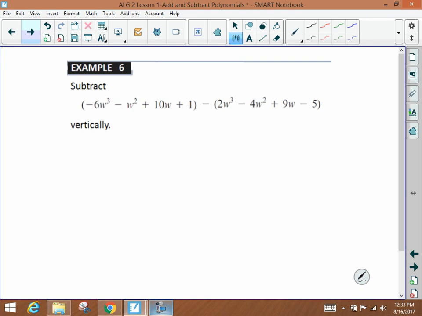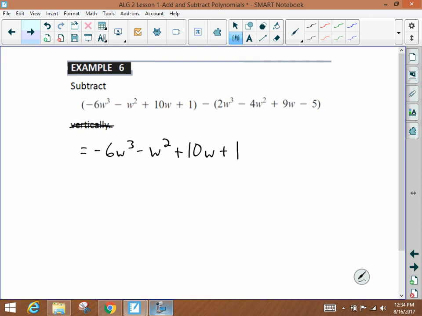It says subtract it vertically. We're just going to go ahead and subtract. So the first thing that we do when we are going to subtract is distribute that negative sign. I don't have anything that needs to be distributed, so I can just break out this first expression that's in parentheses. I can just break it out of the parentheses. This negative sign in front of the 2w squared minus 2w cubed minus 4w squared, and so on, right? That needs to be distributed. So let's go ahead and do that.